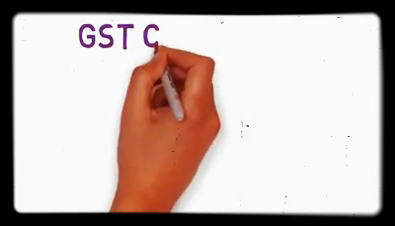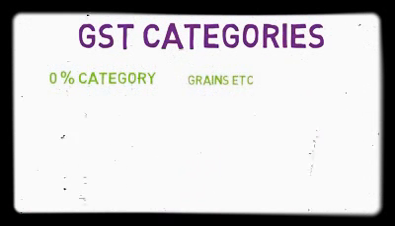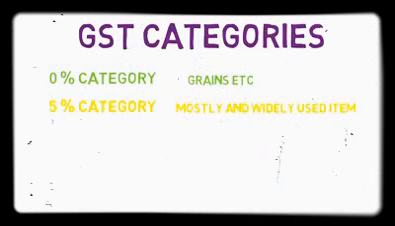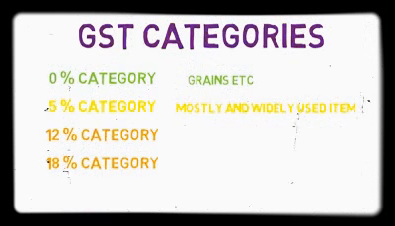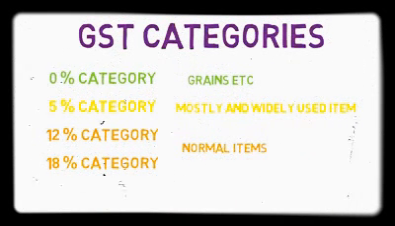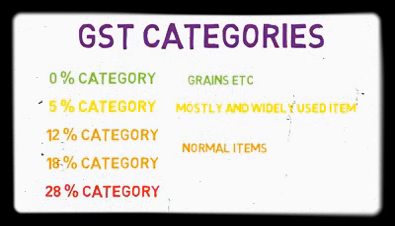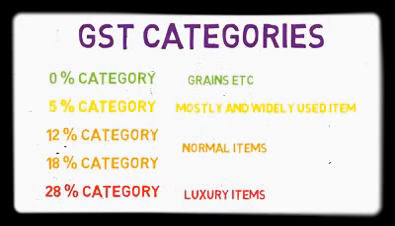We will also have 5 categories in GST in India. 0% category, which will apply on food grains etc. 5% category, which will apply to mostly and widely used items. 12 and 18% categories, which will apply to items which are normally used. 28% category, which will apply on luxurious items.